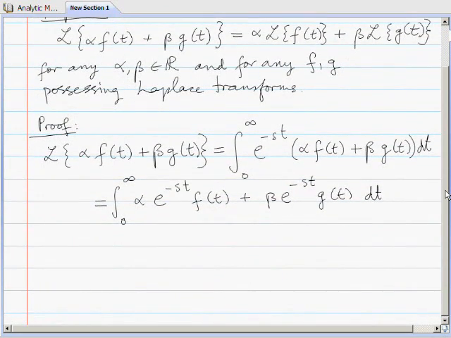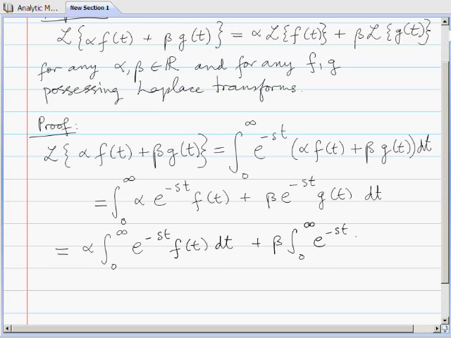And now we can use the linearity property of the integral. Here we have an integral of a linear combination of terms, so we can split the integral up like so. We have alpha times the integral of the product of the exponential with the function f plus beta times the integral of the product of the exponential with the function g.